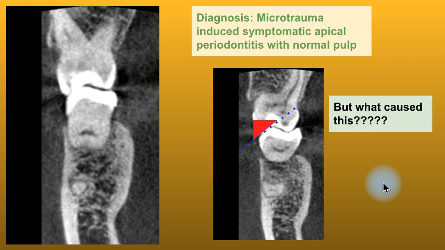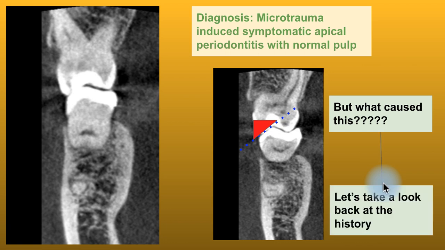But what caused this? We talked a lot about general circumstances when we can have posterior constricted envelopes of function. But let's take a look back at the history to see if we can gain a little more understanding on why this all of a sudden became an acute problem to a patient that has been having no issues for almost a decade.